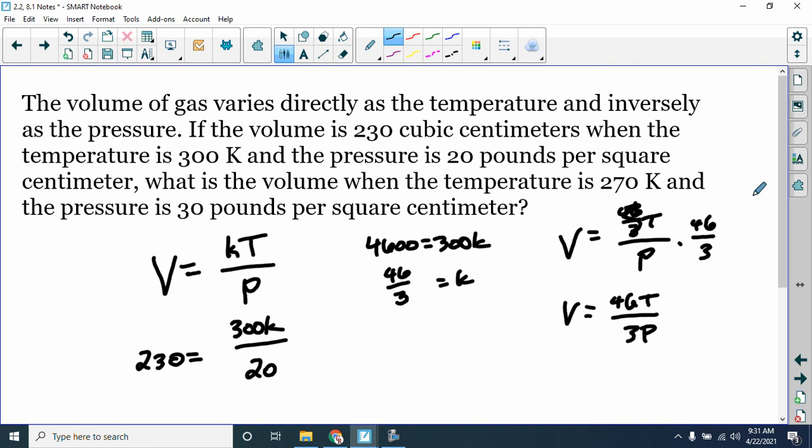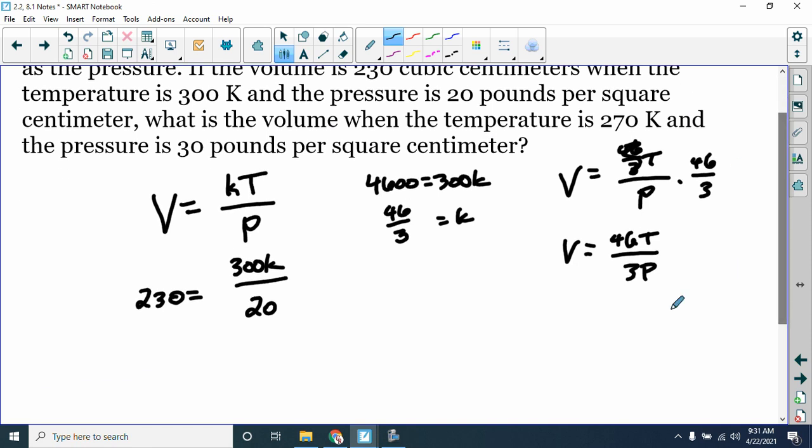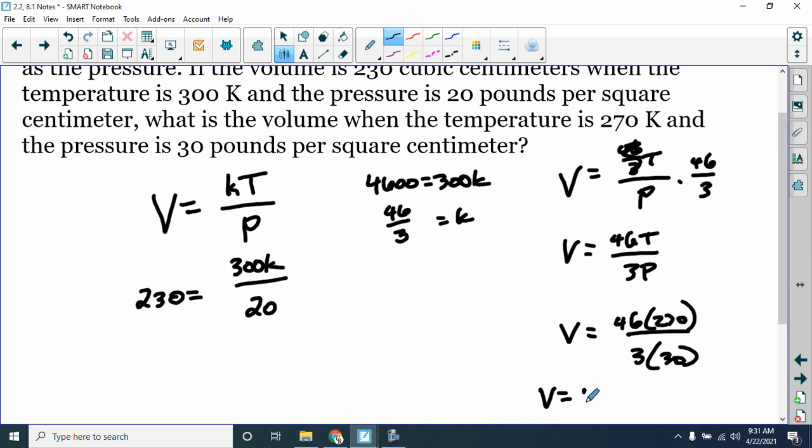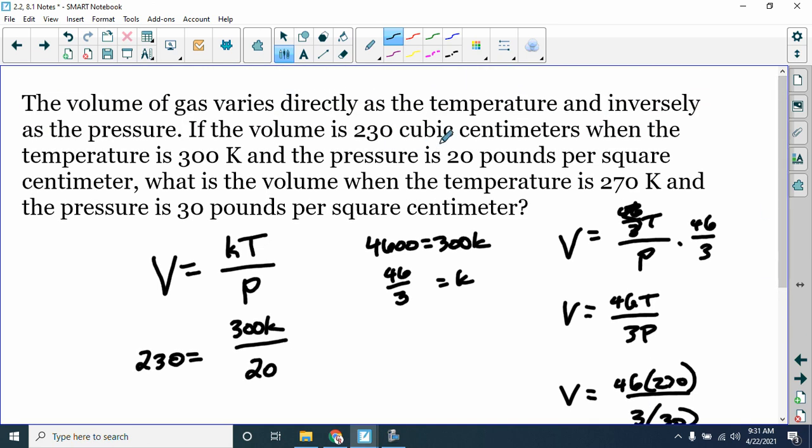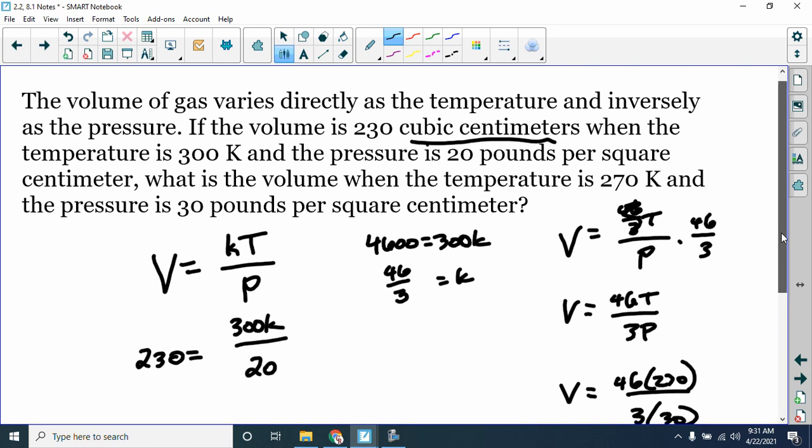This one wants to know, what is the volume when the temperature is 270 Kelvin and the pressure is 30 pounds per square centimeter? So just plug those in and we should be ready to go. 46 times 270 divided by 3 times 30 gives me a volume of 138. Make sure you use the units. Volume in this problem is measured in cubic centimeters.